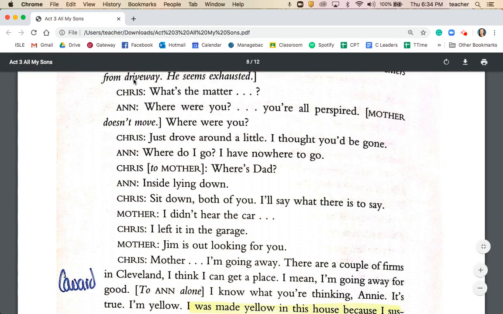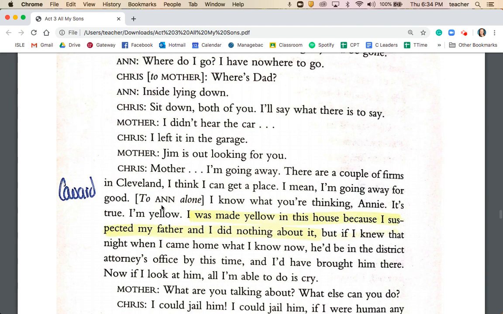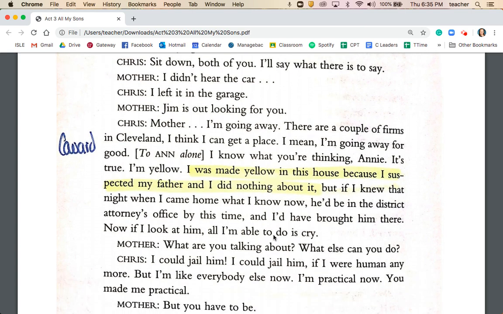So then a bit further down on this side, Chris has just come back into the scene at this point. So he enters from the driveway, it says here. He's coming back in the middle of the night here. And he says he's going to go away. He's leaving. And he says, I was made yellow in this house because I suspected my father and I did nothing about it. And what he means when he refers to himself being yellow is he means he's been acting like a coward. So again, he's accepting the fact that he did know the truth about Joe and he didn't do anything about it. He allowed that lie to be in existence for as long as it has.